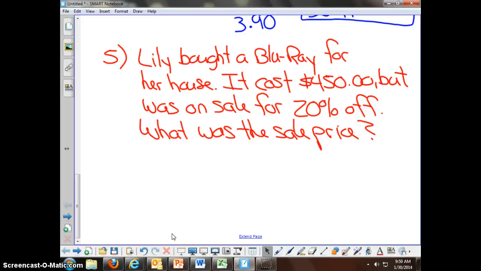I found out what 10% of 450 was. Okay, and 10% of 450 is easy to find because 450 divided by 10 is 45. So you're just moving the decimal point one spot. 10% of 450 is $45. Then I multiplied that by 2 to get 20%, which is $90. Then I subtracted $90 from $450 and got $360.